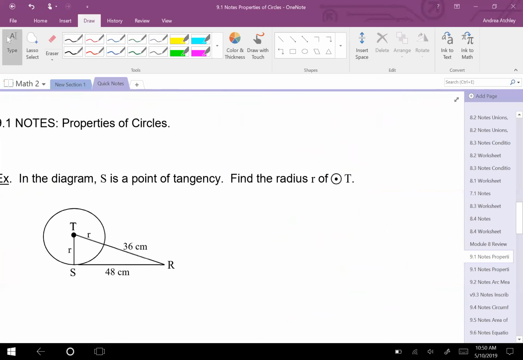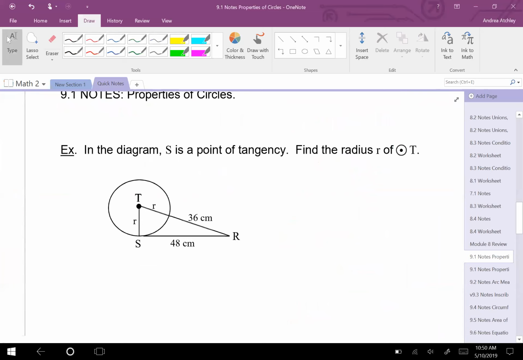Okay, on the back. Okay, in this diagram, it says that S is a point of tangency. Okay, when I have that point of tangency, that means I have a right angle. That means ST is perpendicular to SR. Okay, which then makes that a right triangle. And they want us to find the radius.